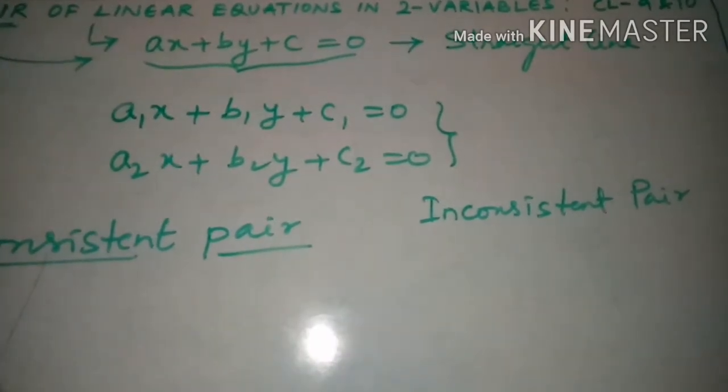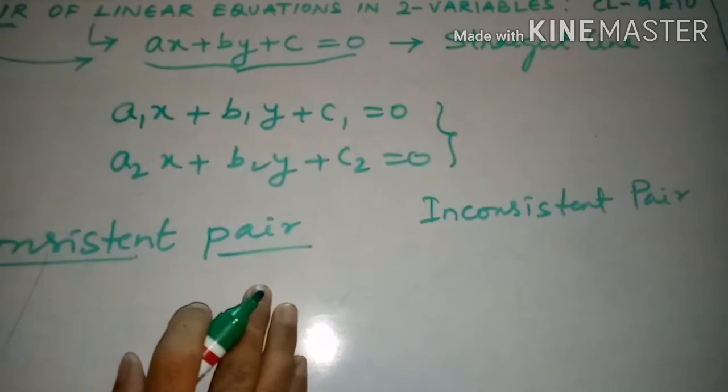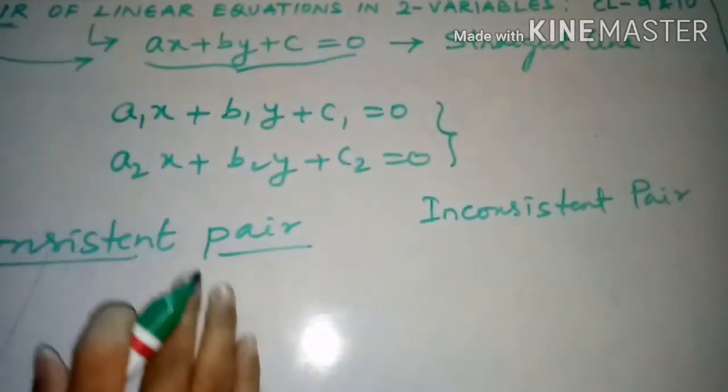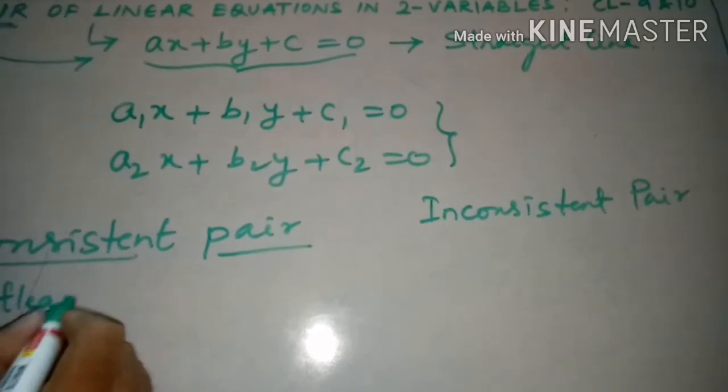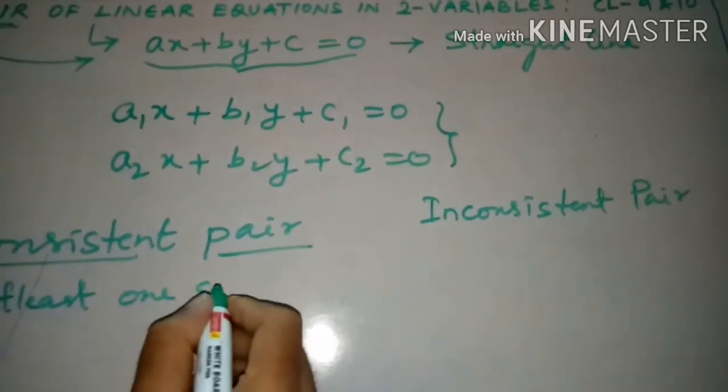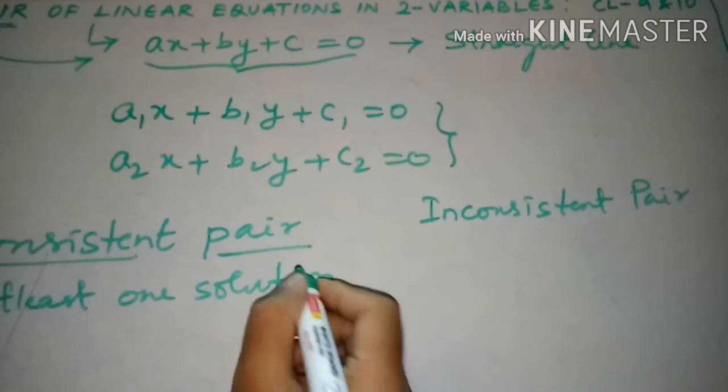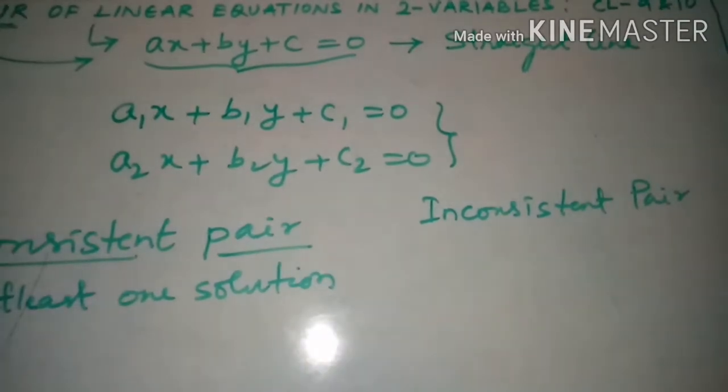Consistent pair means if, while solving the two equations, there is at least one solution, we call it a consistent pair. At least means what is the meaning?